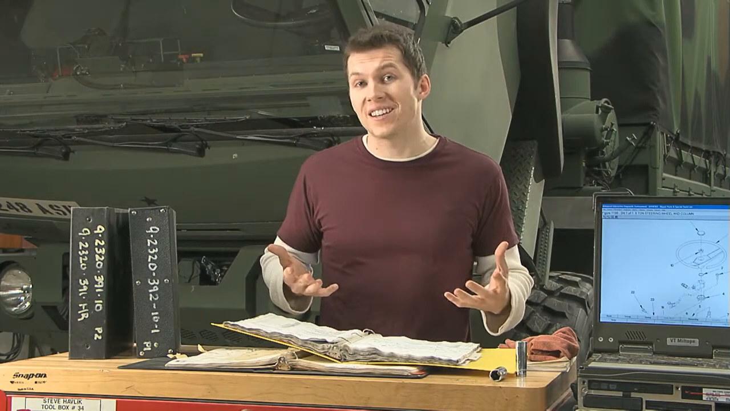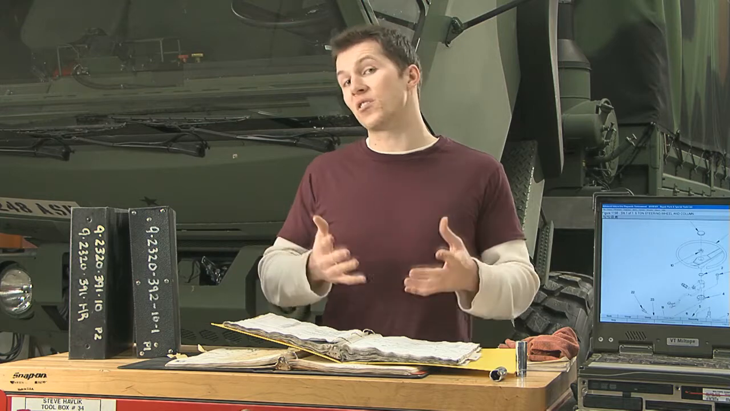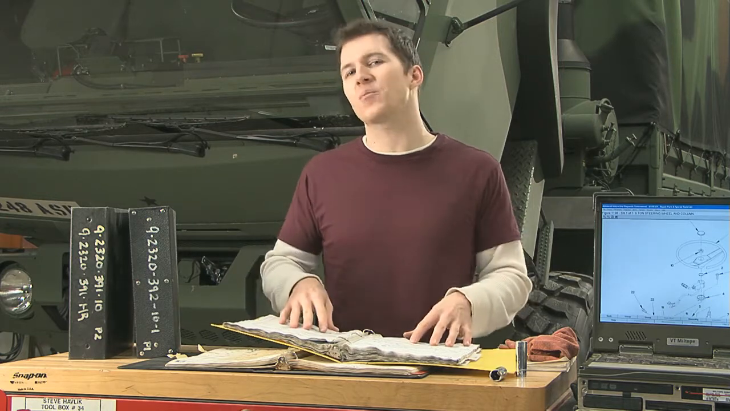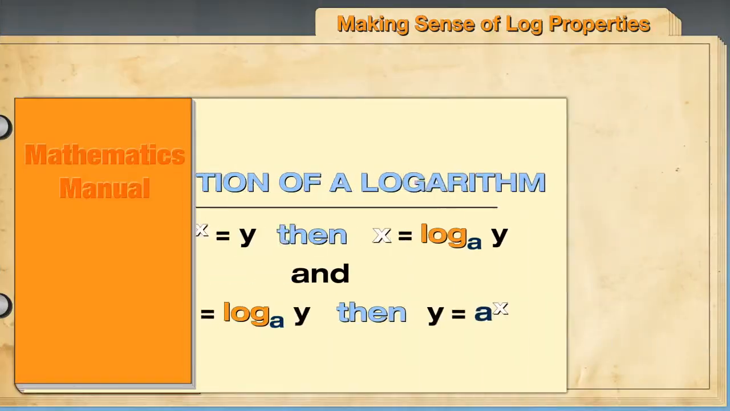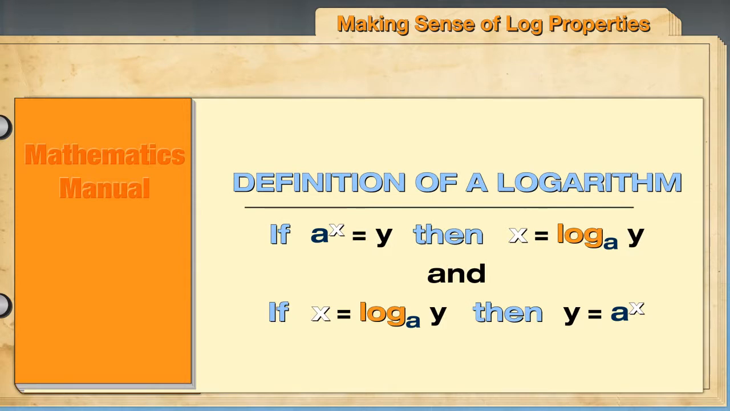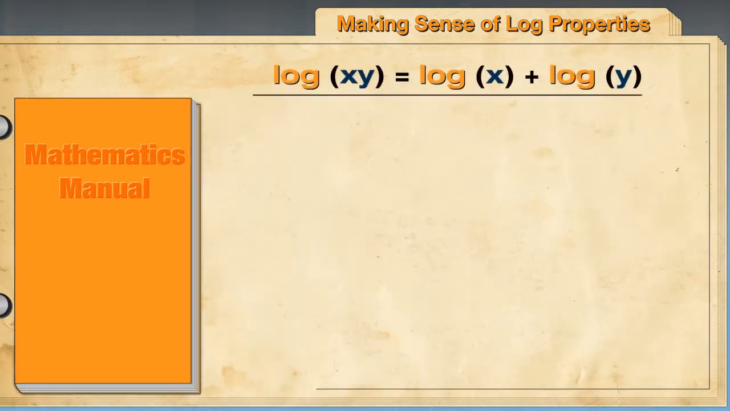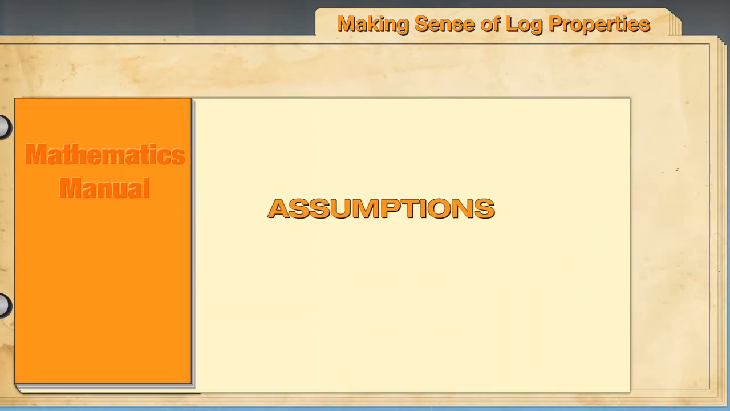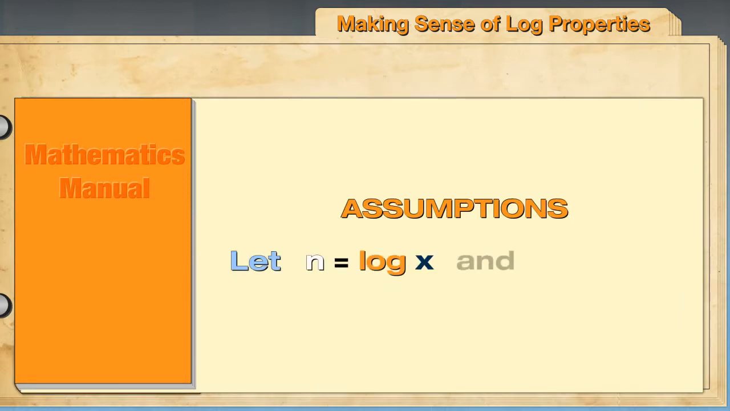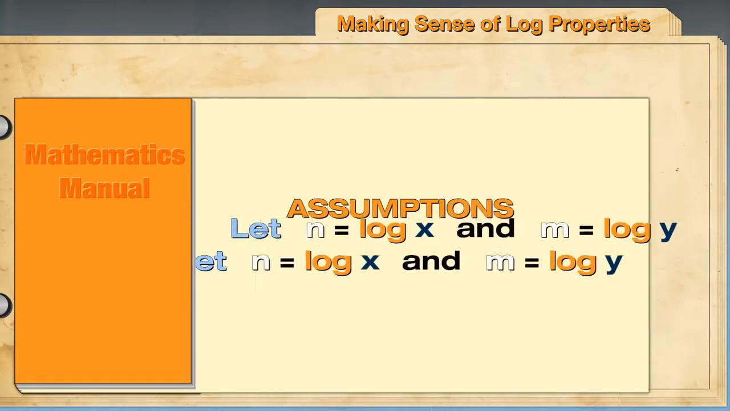Figuring out where to begin is sometimes the hardest part. We can think about what we already know, kind of like browsing through our math manual. Well, we know the definition of logarithms. And since a logarithm is an exponent, let's also keep in mind the properties of exponents. We need something with log x and log y. We can try letting n equal log x and m equal log y.